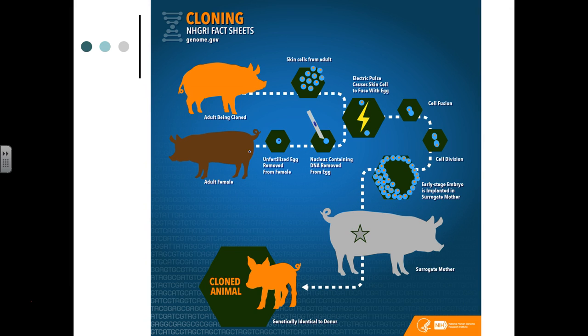So we have an adult here that's being cloned. This orange pig here is going to serve as the individual that we're going to make a copy of. And then we have an adult female who is not cloned and is not actually contributing any genetic material. So what happens here is that there are two extractions that happen.